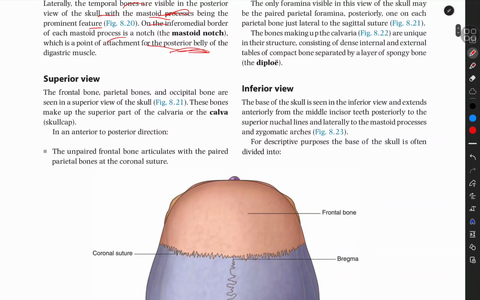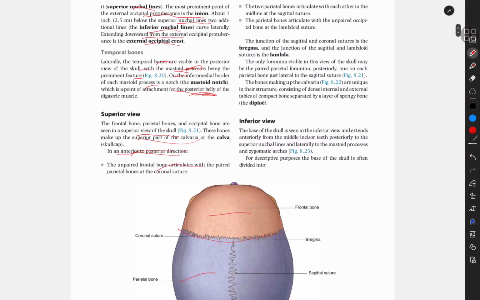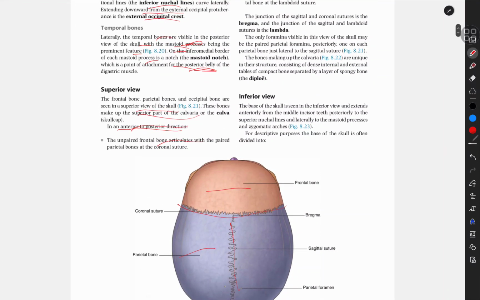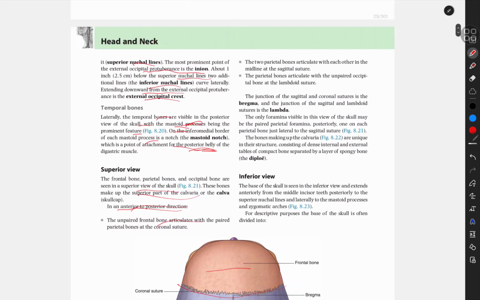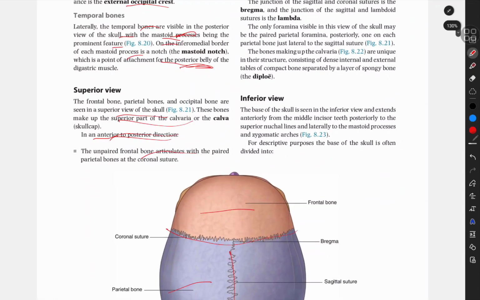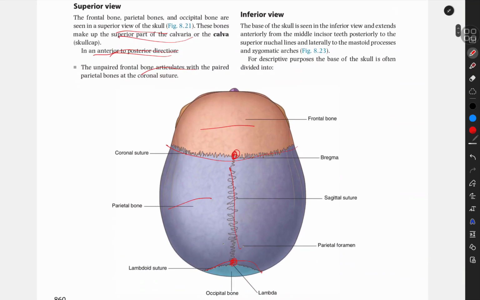Superior view. The frontal bone, parietal bones, and the occipital bone are seen in the superior view of the skull at 8.21. These bones make up the superior part of the calvaria or the calva. In an anterior to posterior direction, the unpaired frontal bone articulates with the paired parietal bones at the coronal suture here. Two parietal bones articulate with each other in the midline at the sagittal suture here. The parietal bones articulate with the unpaired occipital bone at the lambdoid suture here. The junction of the sagittal and coronal sutures is the bregma. Here is the bregma, and the junction of the sagittal and lambdoid suture is the lambda. Here.